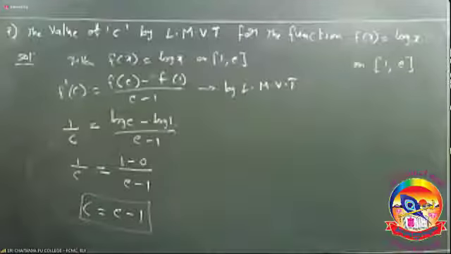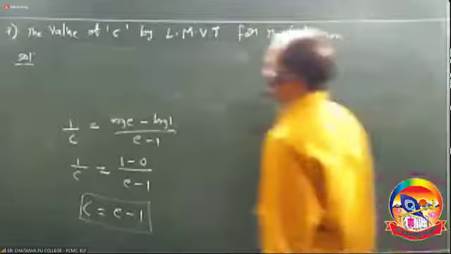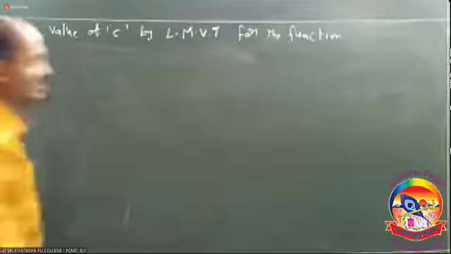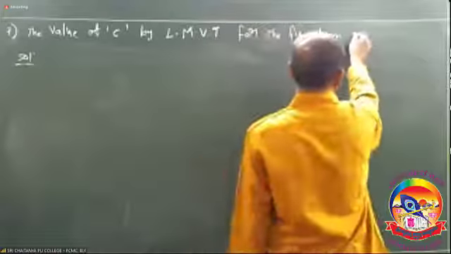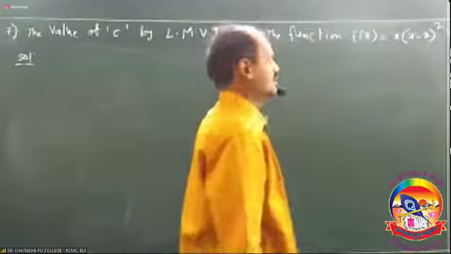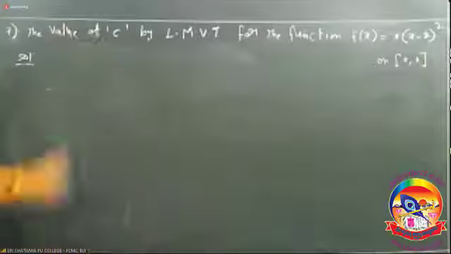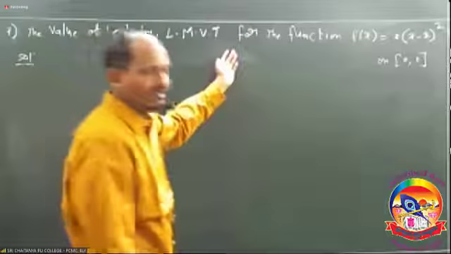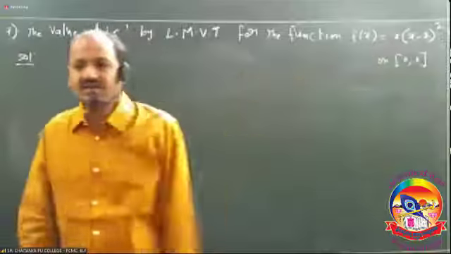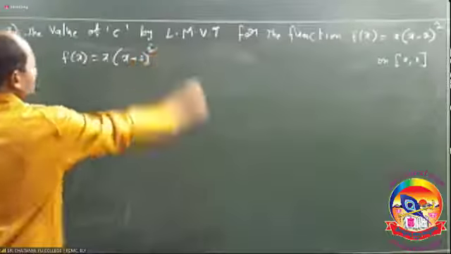Seventh question. The value of c by Lagrange's mean value theorem for the function f of x is equal to x into x minus 2 whole square on the interval 0, 2. The given function is f of x is equal to x into x minus 2 whole square.